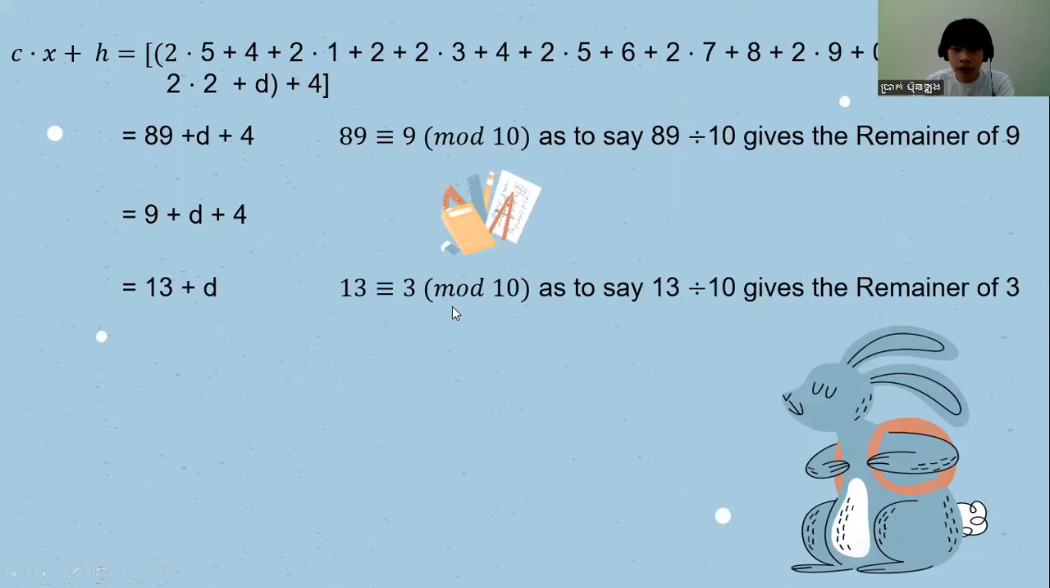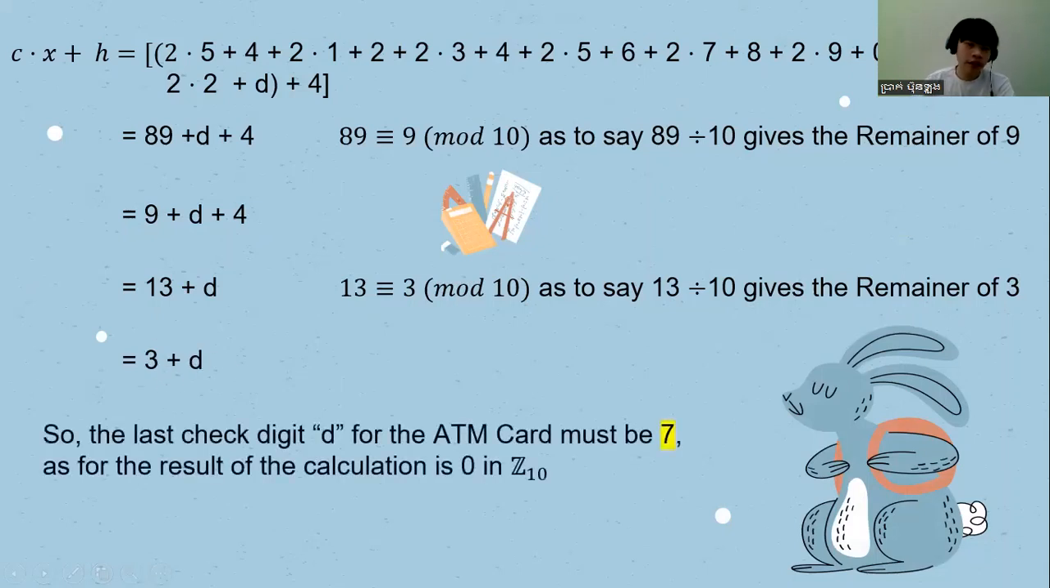We also need to find the remainder of 13, which is 13 congruent to 3 modulo 10. As we say, 13 divided by 10 gives the remainder of 3. And then we get the remainder of 3 plus D. So the last digit D for the ATM card must be 7, because we calculated in modulo 10, as the result of the calculation is 0 in the C10.